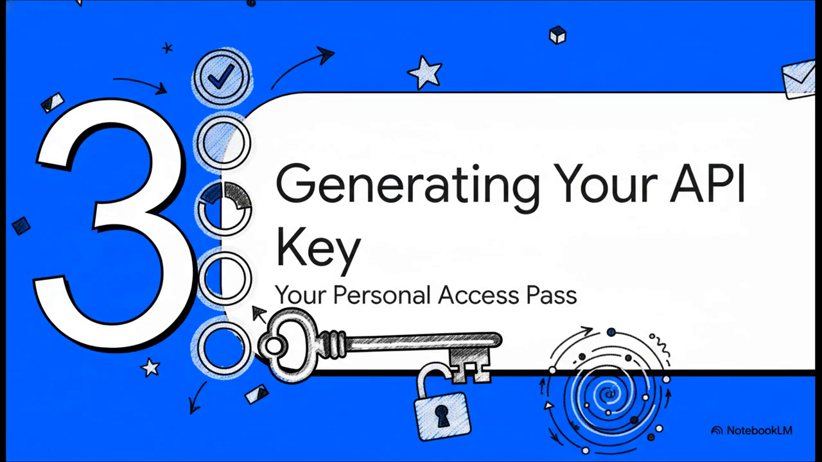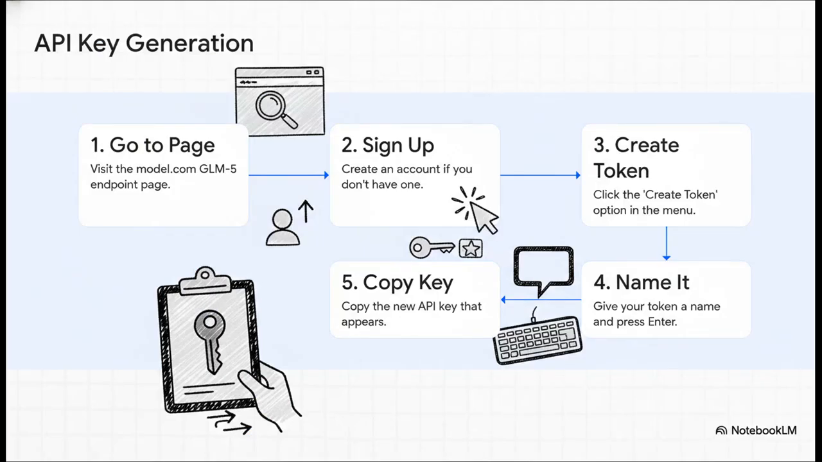All right, we've got the address. Now it's time to get our personal key to unlock the front door. Let's go generate your API key. Don't worry, this part is super quick. Seriously, just follow these 5 steps. You're going to head to the endpoint page. Again, link is in the description. Sign up for a quick account. And then on the left side, you'll see a button that says Create Token. Click that, name it whatever you want. Literally, call it My Awesome Key. Hit Enter, and then just copy that new key it gives you.